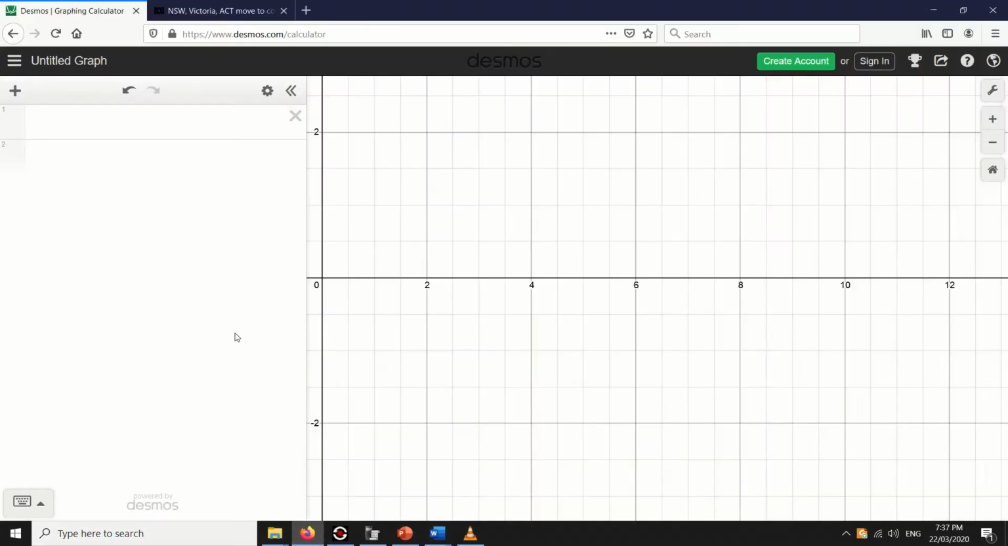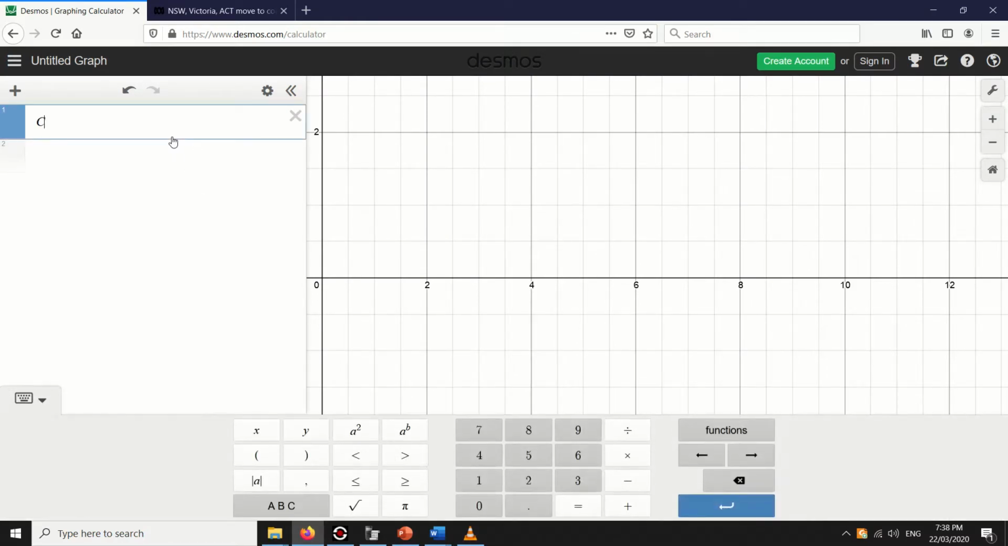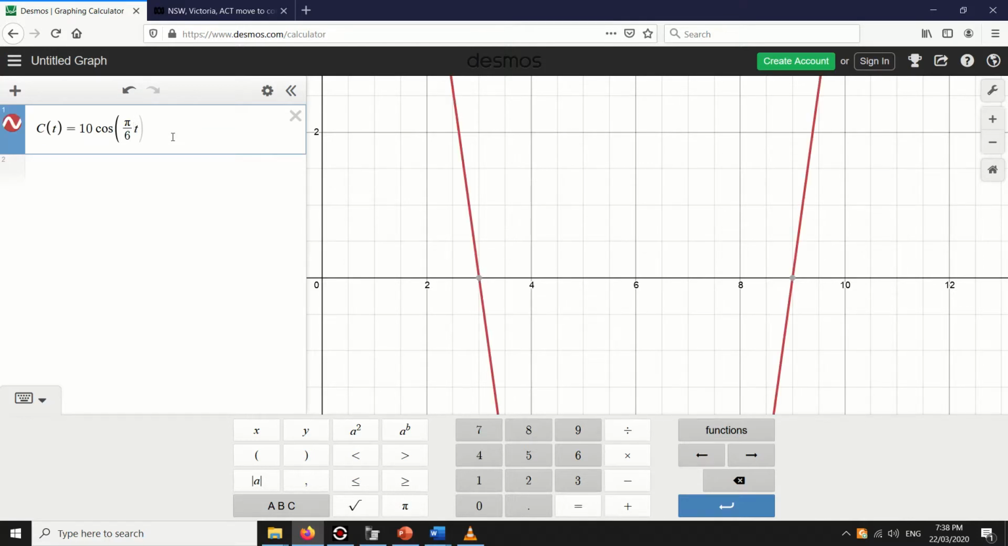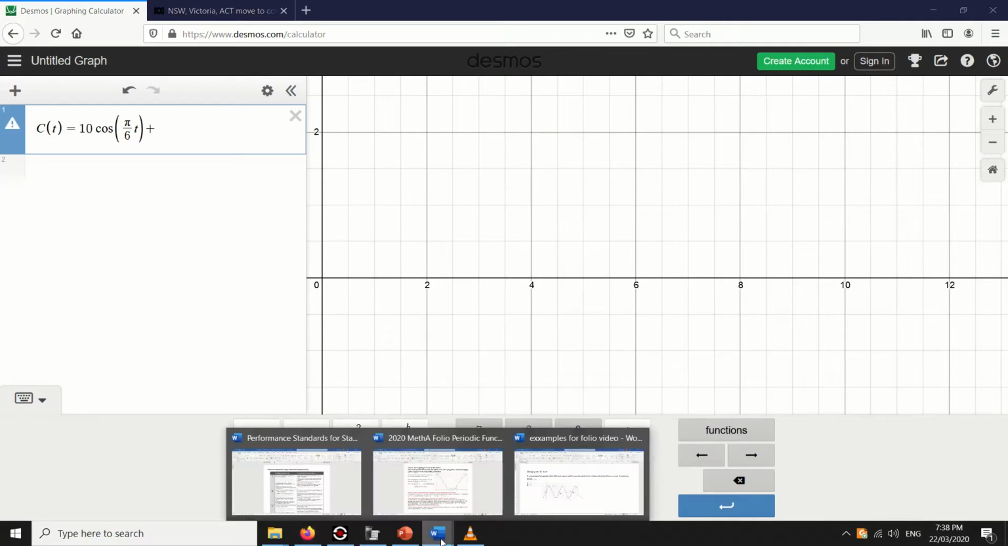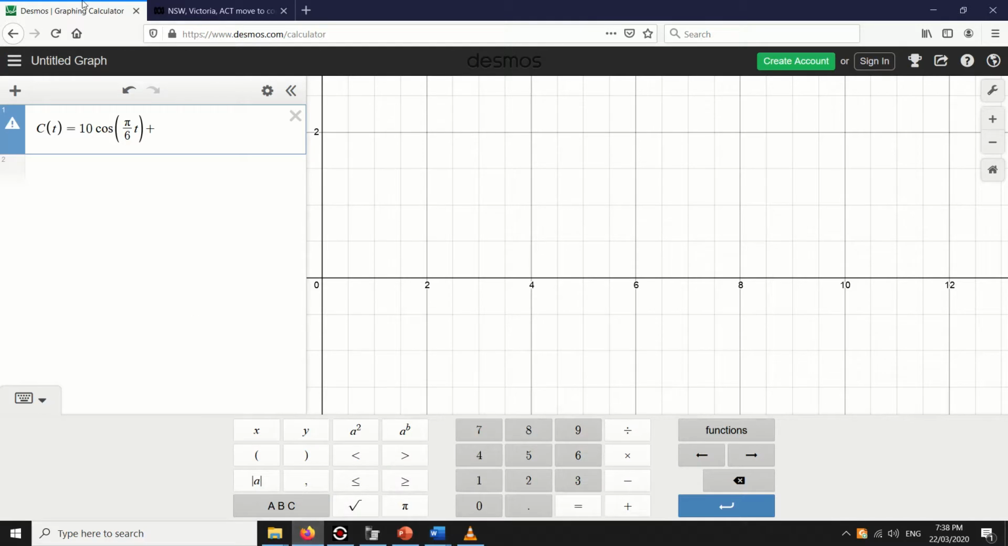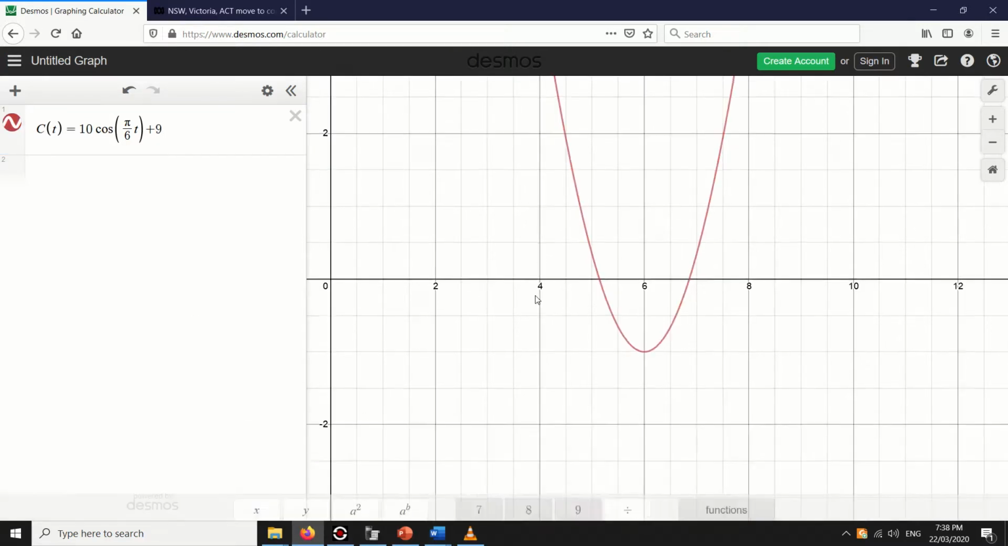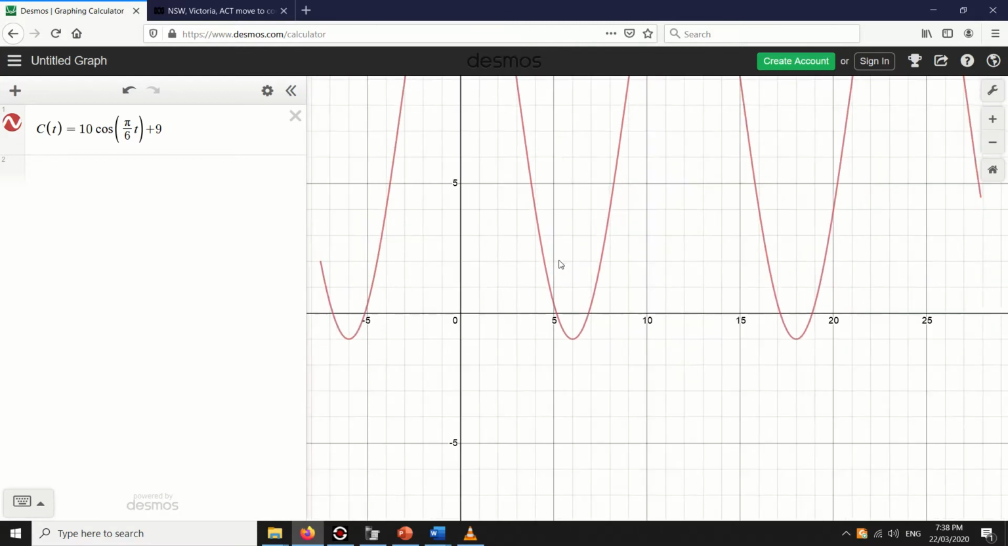See, first sort of improvement I'm going to do is I'm going to make my variable t this time. 10 cos brackets pi over 6 t, if I make this t, then t will be my variable as I go along, plus a little bit, 9, not 2.1, 9. Okay, so we can see first up we're going to have to do some adjustment on the graph.